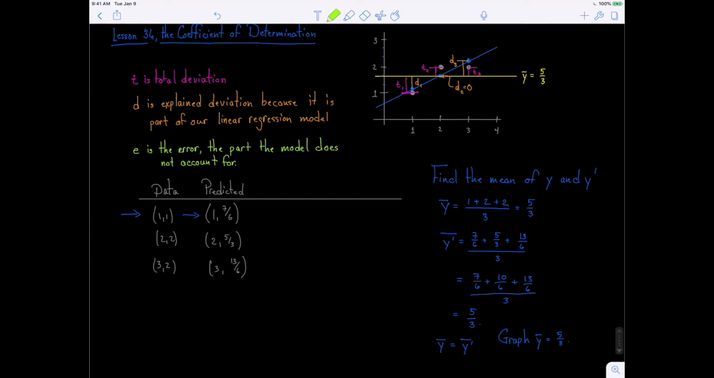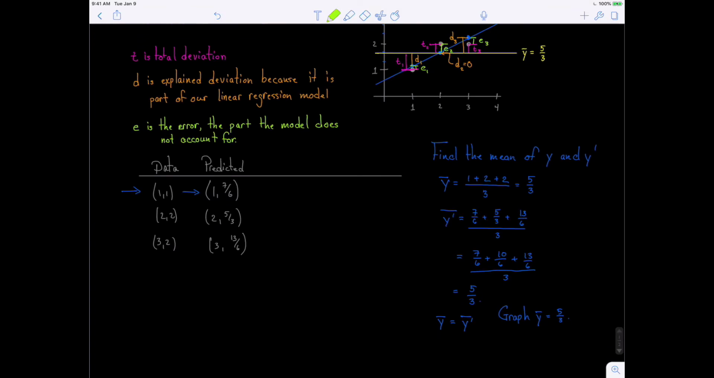Okay, and so the error here we'll do in this color. So this between the T1 and the D1, that's our error there. And then our error in our second point is the distance from the y prime, that's our second error, is this distance. And our third error is this distance. Now, we're going to take a moment here, and we're actually going to calculate our various errors.